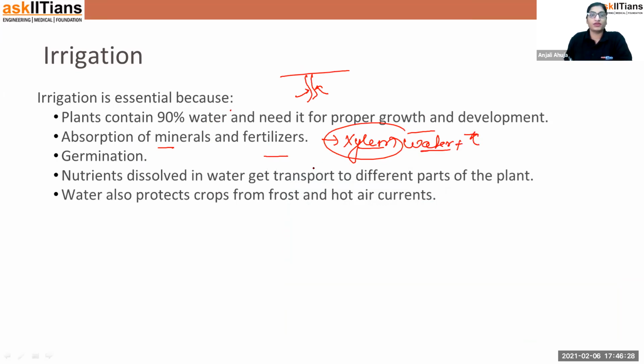Clear? Nutrients dissolve in water, which gets transported to different parts of the plant. Water protects the crop from frost and hotter ground because it maintains the temperature. And one more thing, I did not mention the germination point. Any seed will absorb water, will show a reaction, and you may say photosynthesis at a high rate. It will start forming food for itself, and that's how germination happens.